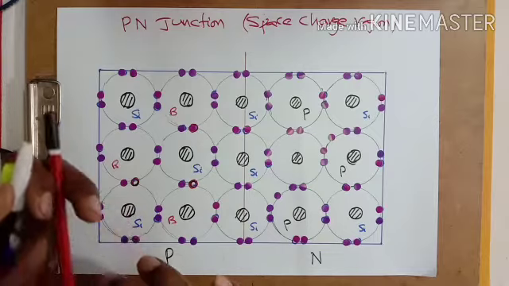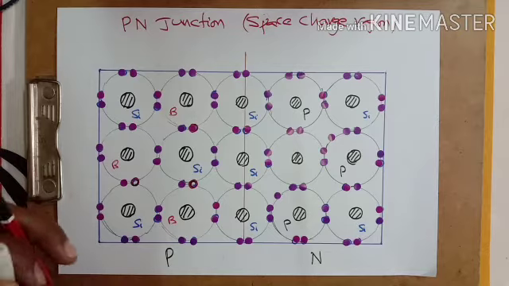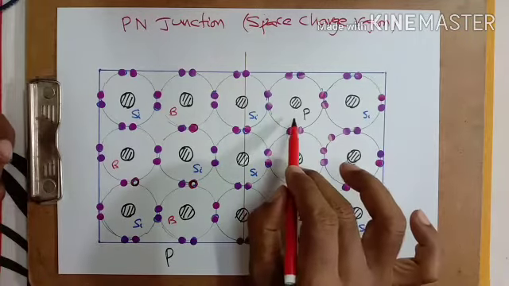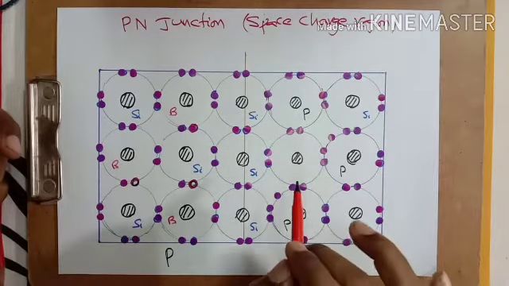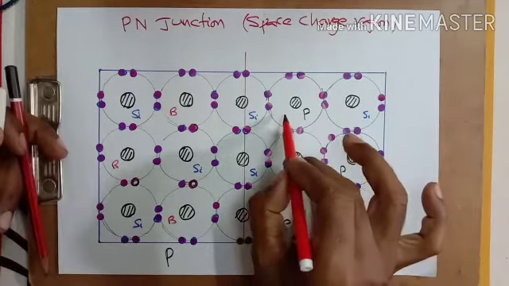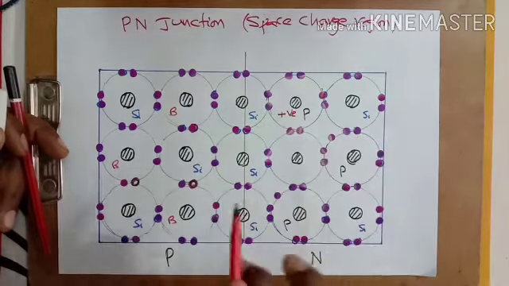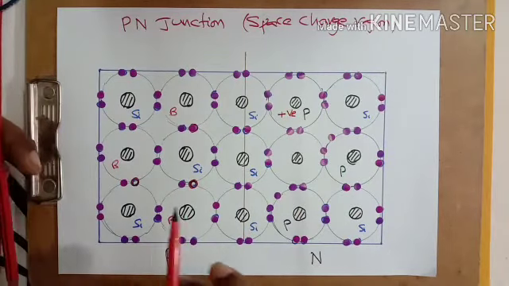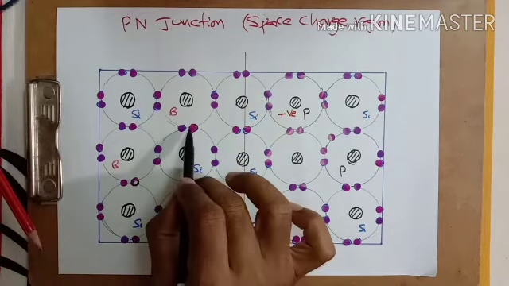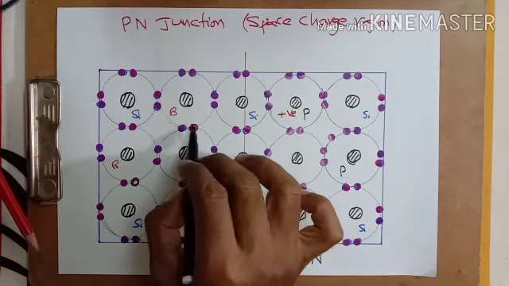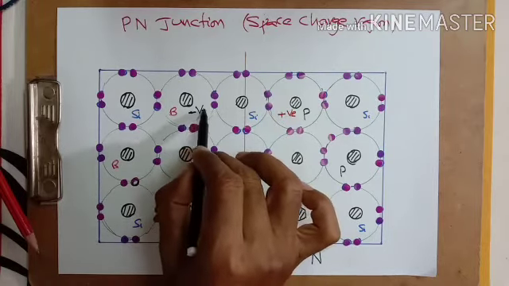So what happens when it is leaving its parent atom and coming to the left side? When it is leaving, this phosphorus atom, which was neutral with 5 electrons, will now become positively charged because it has lost 1 electron. When this boron atom has received the electron, it becomes negatively charged, a negative ion.